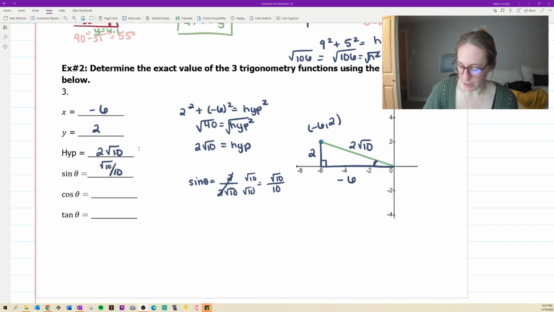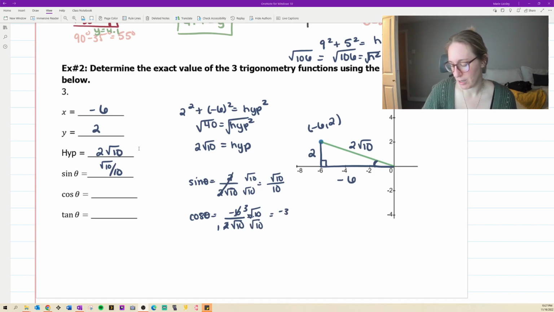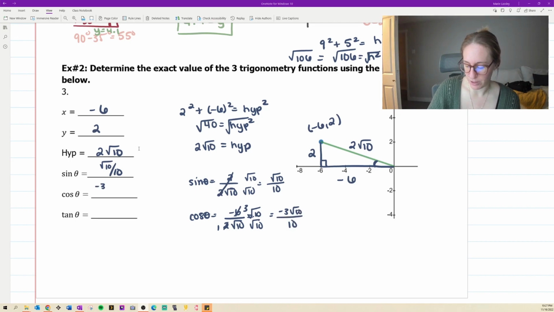All right, cosine is negative 6 over 2 root 10. Simplifying, I get negative 3 over 1, and then rationalizing, we end up with negative 3 root 10 over 10. Negative 3 square root 10 over 10. All right, tangent, this one's going to be nice. Opposite is 2 over adjacent negative 6, so that simplifies to negative 1/3.